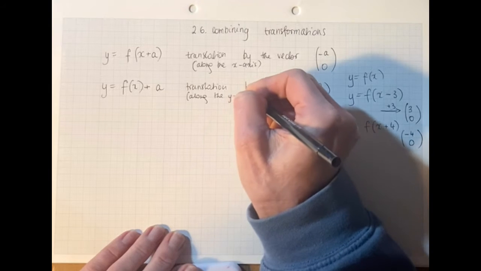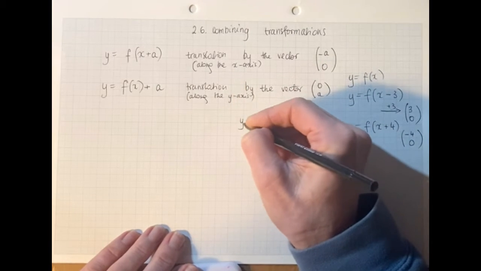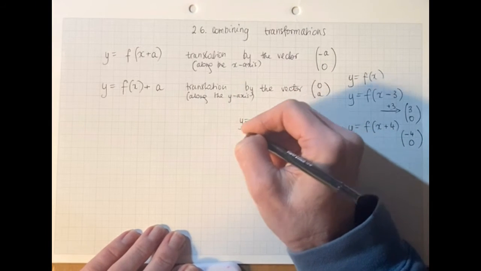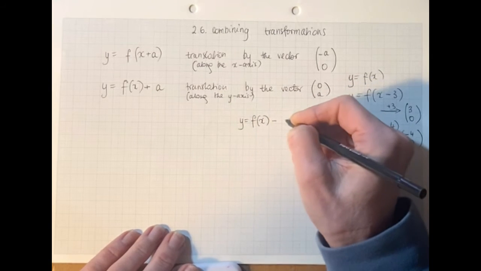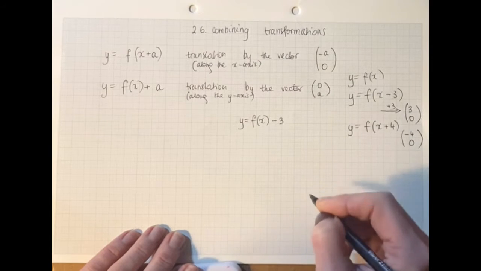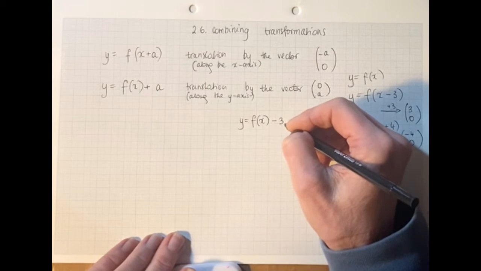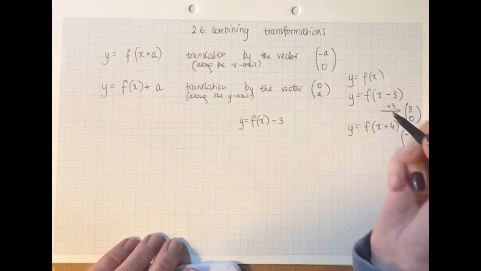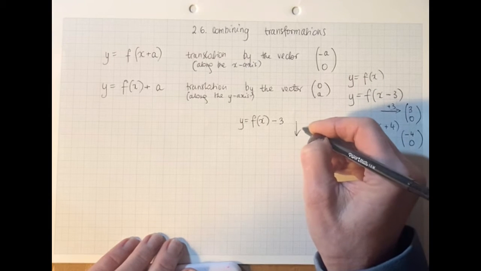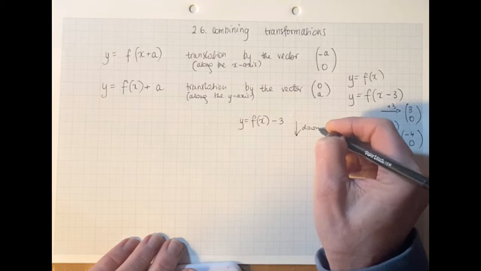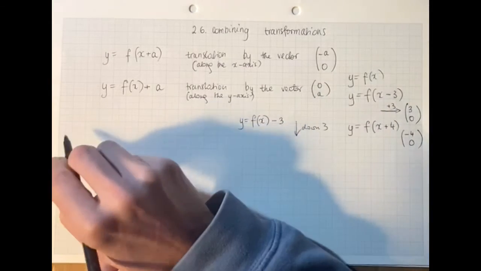So for example, if I have the graph of f of x and I want to minus 3 from that, that means all the y coordinates need to be reduced by 3. So altogether we'll be going down 3. Okay, so these are translations.